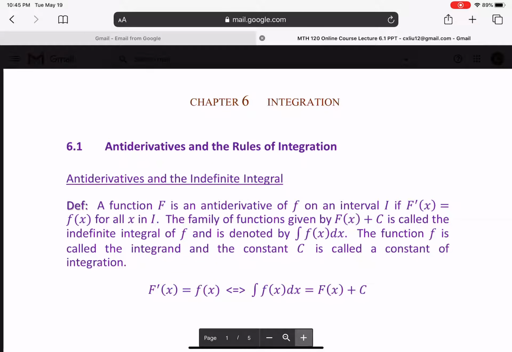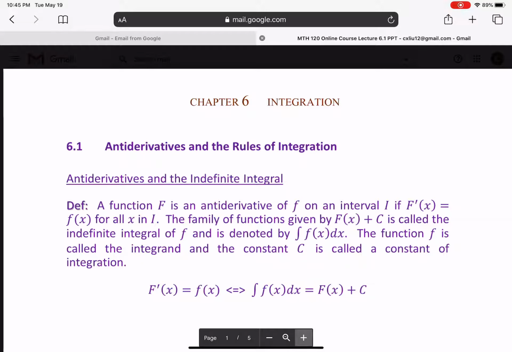Let's start from 6.1, antiderivatives and the rules of integration. We define antiderivatives and the indefinite integral first. A function capital F is an antiderivative of small f on the interval I if capital F prime equals small f for all x in I. In other words, small f is the derivative of capital F, but at the same time, you can also call capital F an antiderivative of small f.